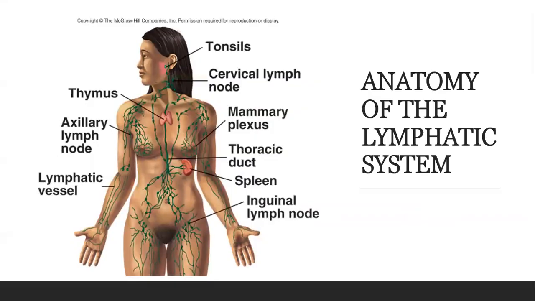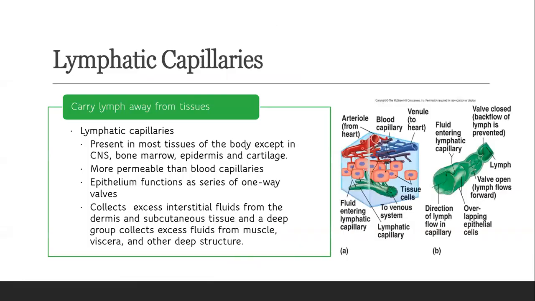So what is the anatomy of the lymphatic system? If we could see the picture, we have different organs of the lymphatic system. We have the tonsils, the thymus, the lymph nodes, the spleen. So what are lymphatic capillaries? They carry lymph away from tissues.